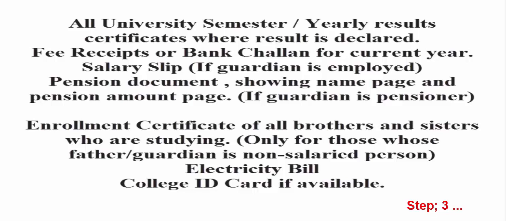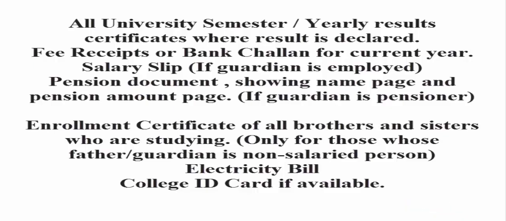Salary receipt if the guardian is employed; if your guardian is a retired pensioner, you can submit the pension slip. Enrollment certificates of all brothers and sisters who are studying are only for those whose father or guardian is not salaried. This is not mandatory for everyone. A copy of the electricity bill is required. College ID card, if available. You can submit all these documents. If you don't have any documents, you can explain through the online system.